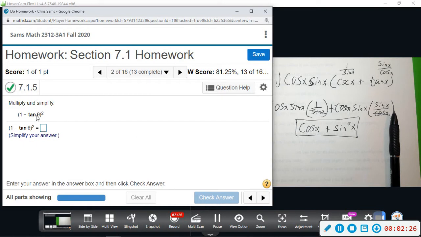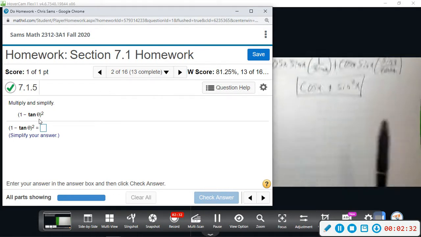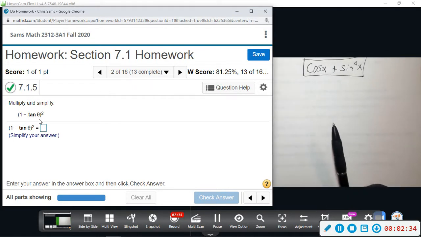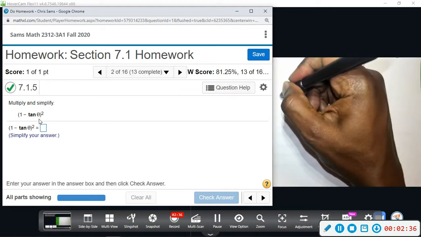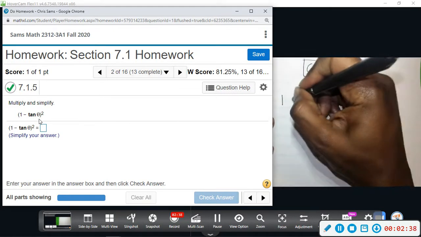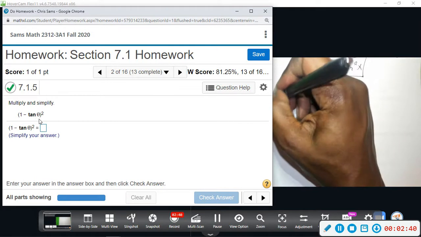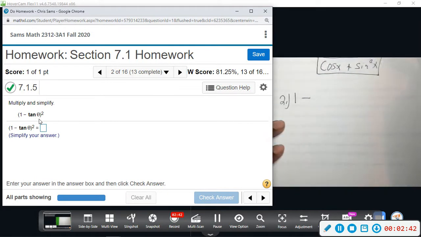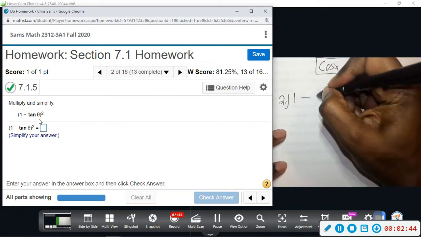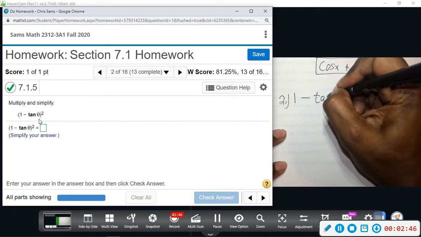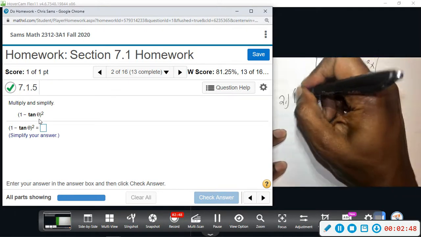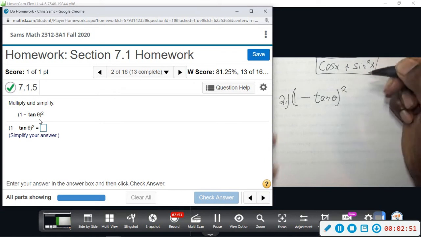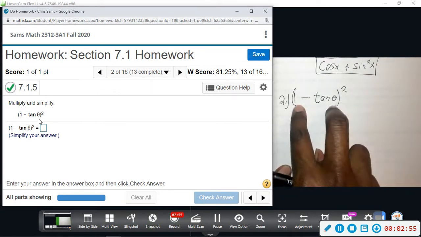Okay, so number 2: 1 minus tan theta, in parentheses, squared. We're going to FOIL this out and see what we get. Alright, so we're going to do the FOIL method. It's like writing this out twice.